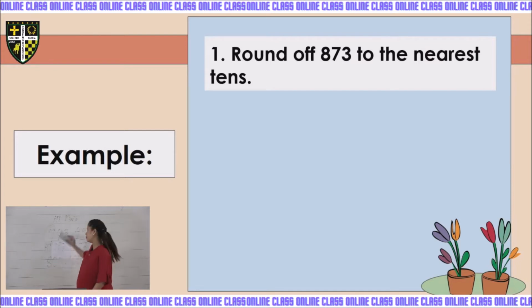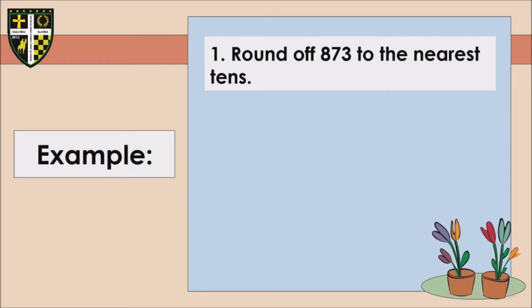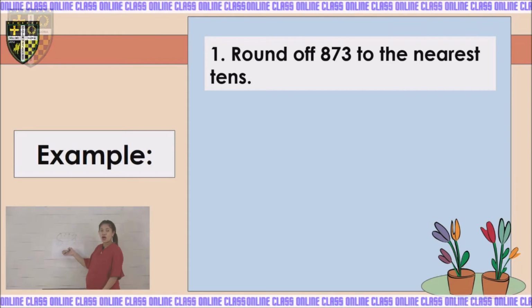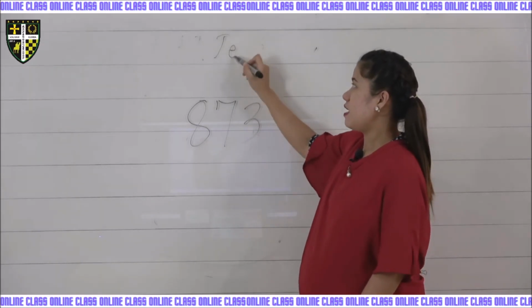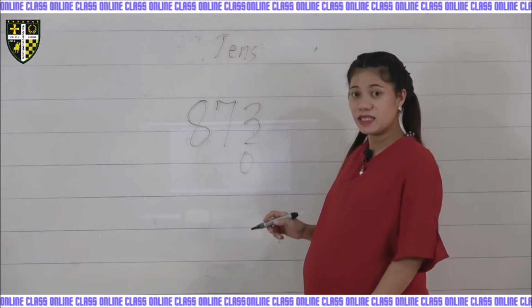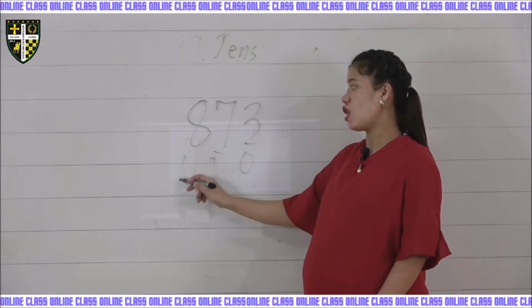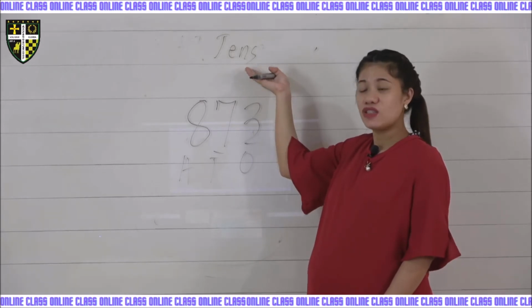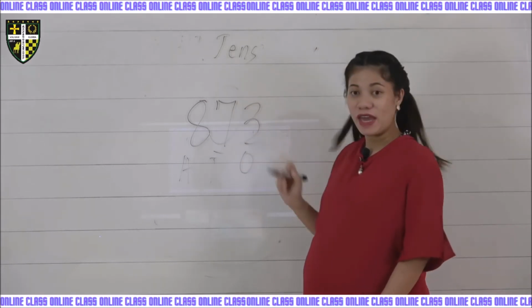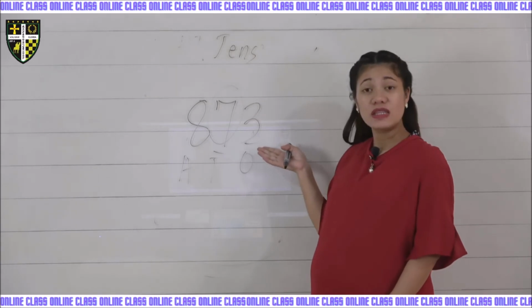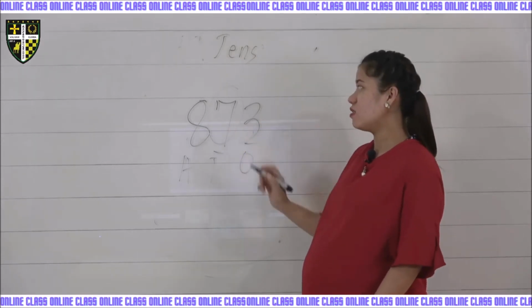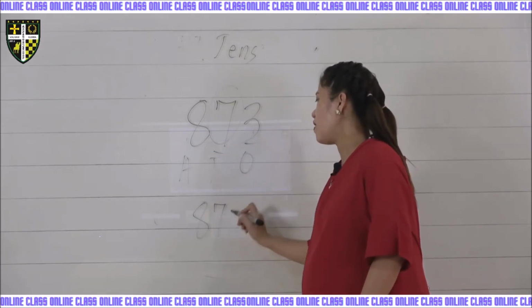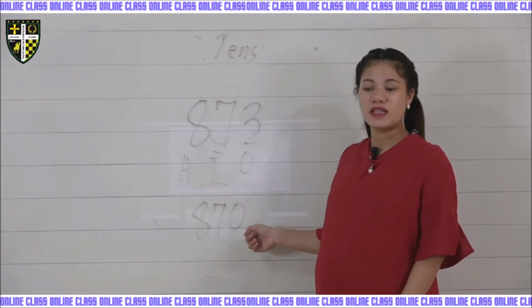So let's have it on the whiteboard. Okay, we have 873. Can you see it, kids? We are looking at the nearest tens place. 3 is the ones place, 7 is the tens place, and 8 is the hundreds place. But we are looking from the tens place. So our digit in the tens place is 7, right? At the right side of 7 is 3. So 0 to 4, we have to round down. So you will just make the 3 a 0 and just copy the two-digit number, which is 8 and 7, then add 0. So our answer is 870.